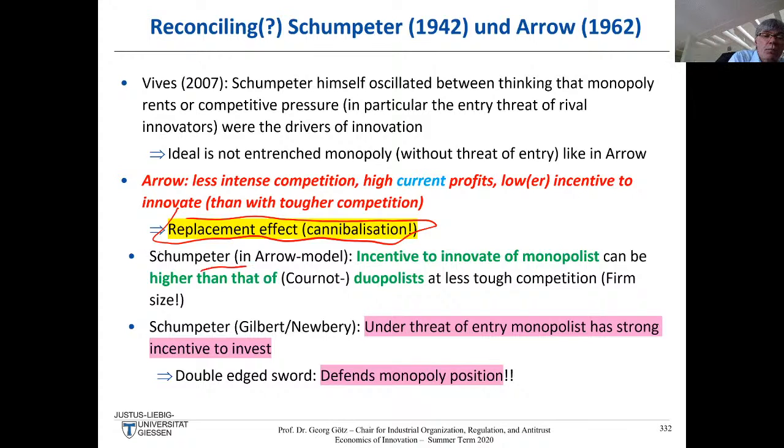Schumpeter, however, you might, and that's what I did, interpret in the sense of Gilbert and Newbery, where you have this threat of entry. Under the threat of entry, we saw in this Gilbert-Newbery model that the monopolist has a strong incentive to innovate. Of course this is a double-edged sword, because Gilbert-Newbery's paper is called something like, do patents allow the defense of the incumbent position? I don't remember the exact title right now, but that was it. Okay, so you might invest a lot in R&D, however you also keep your monopoly position.